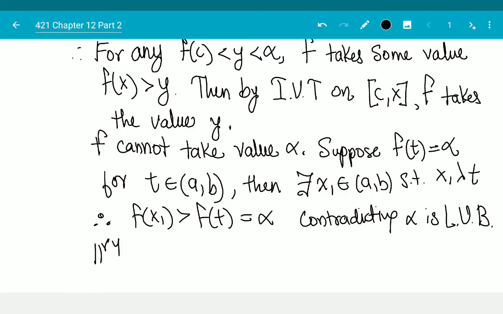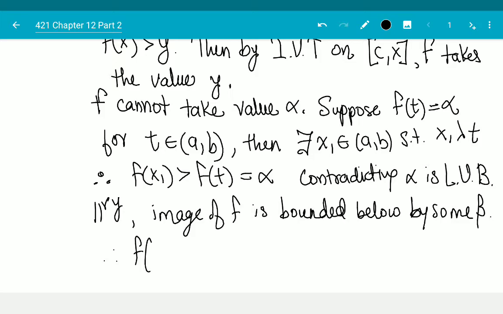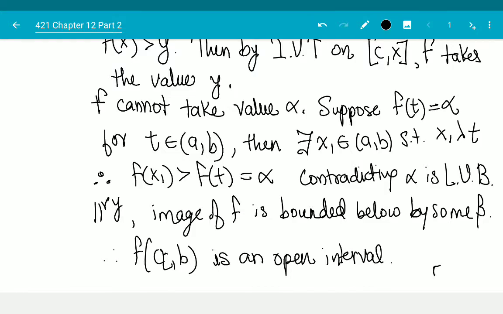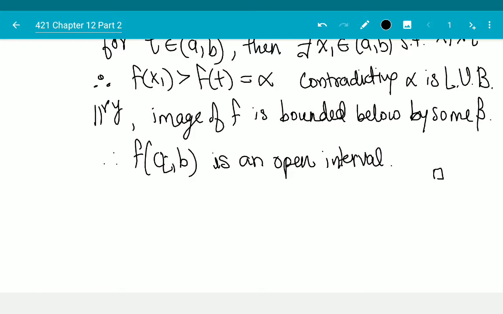Similarly, the image of f is bounded below by some beta. Therefore f of (a, b) is an open interval. It could be that in some cases it is negative infinity to, let's say, 7 open or something, right? Only one of the sides is going to infinity, but in either case it is an open interval.